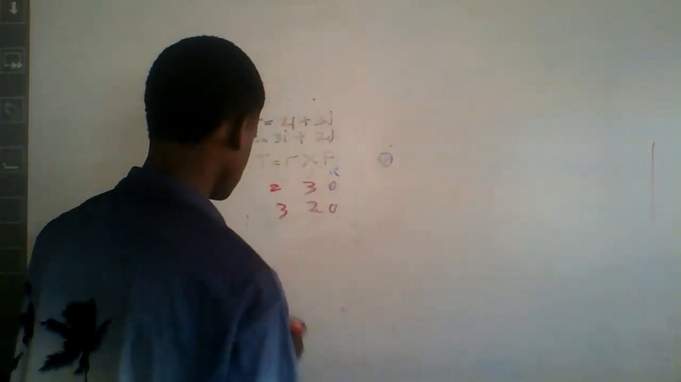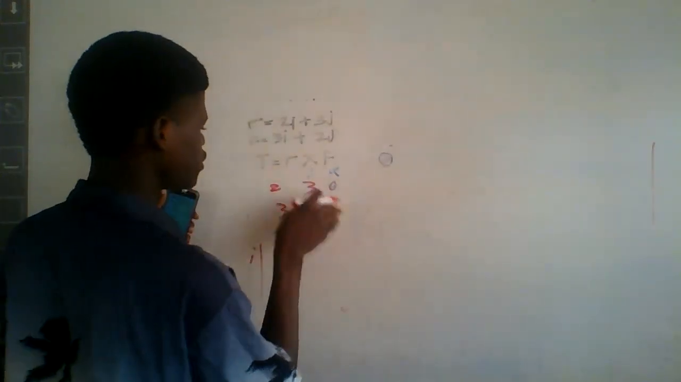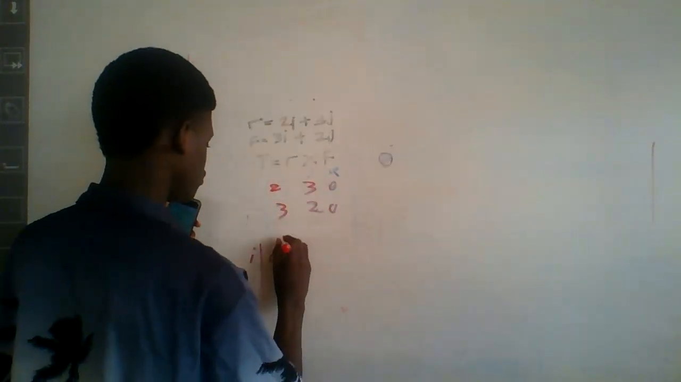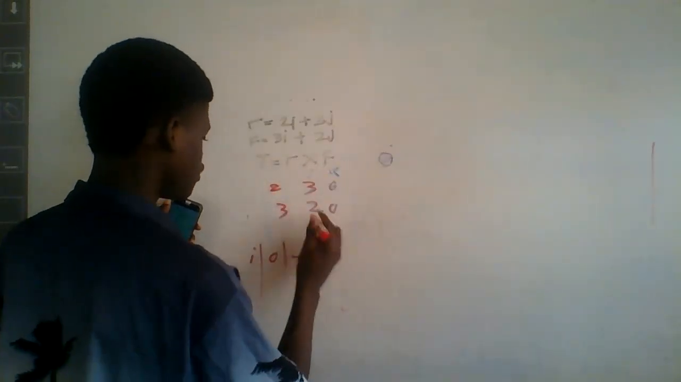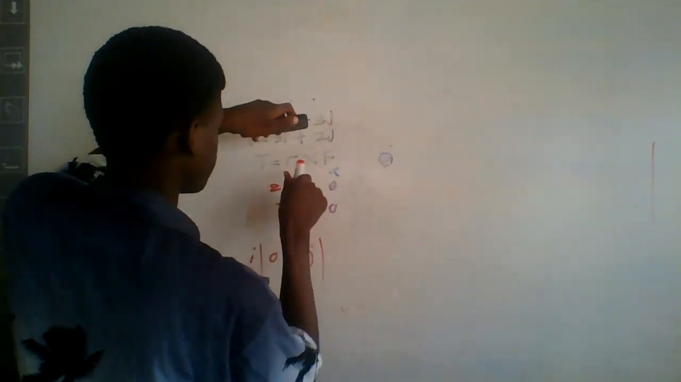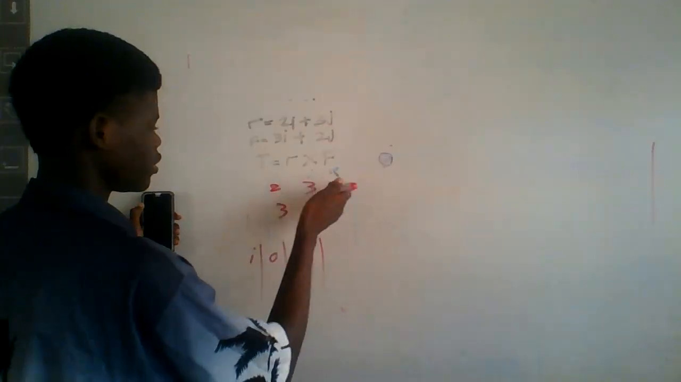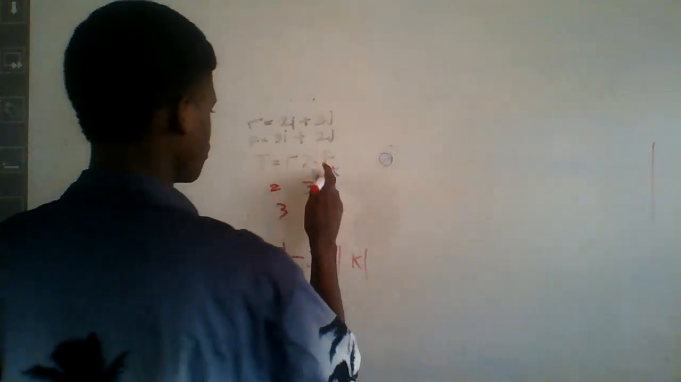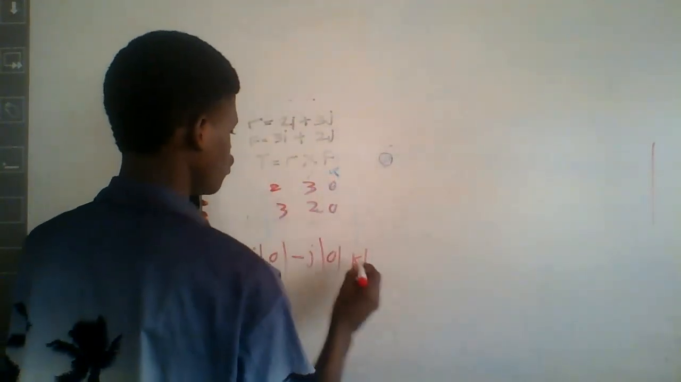Looking at this, if you take i, cover this: 3 times 0 is 0, minus 2 times 0 is also 0, so 0. If you do the same for minus j, that will also be 0, because 2 times 0 is 0, minus 3 times 0 is also 0. But if you do it for k, we cover here and here. We are left with 2, 3, 3, 2. So that will be 2 times 2, 4.